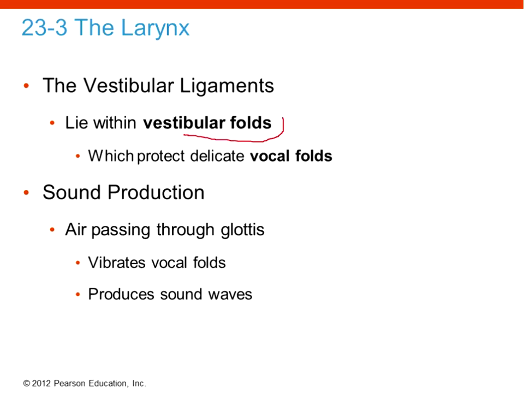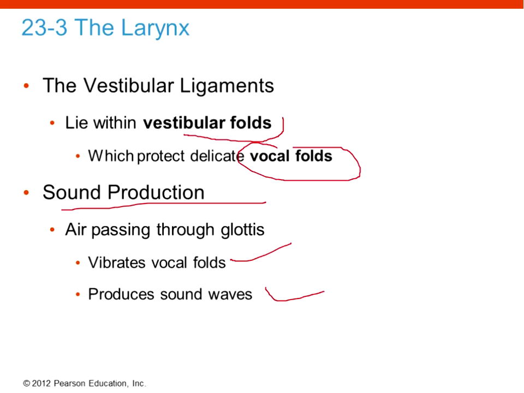Those vestibular ligaments lie within these vestibular folds, which protect these vocal cords or vocal folds, as you would know them, and give you sound production. Essentially, air passing through the glottis vibrates these vocal folds and produces sound waves. If you recall from ANP1 when we talked about the process of hearing, it's a physical process that produces sound waves with wavelength and frequency and things like that.